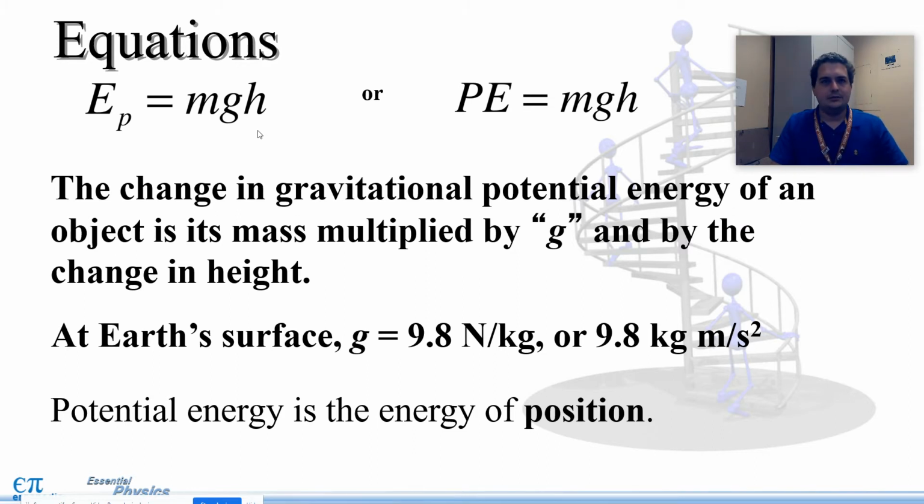Mass and height. Figure out the mass. Figure out the height. Multiply three numbers. That's it. It's the energy of position, meaning the more height you've got, the more potential energy it is. Think about how hard you hit the ground. The higher you are, the harder you're going to hit the ground. That's because you have more potential energy up here than you do down here. Okay? So the higher you are, the more potential energy there is.